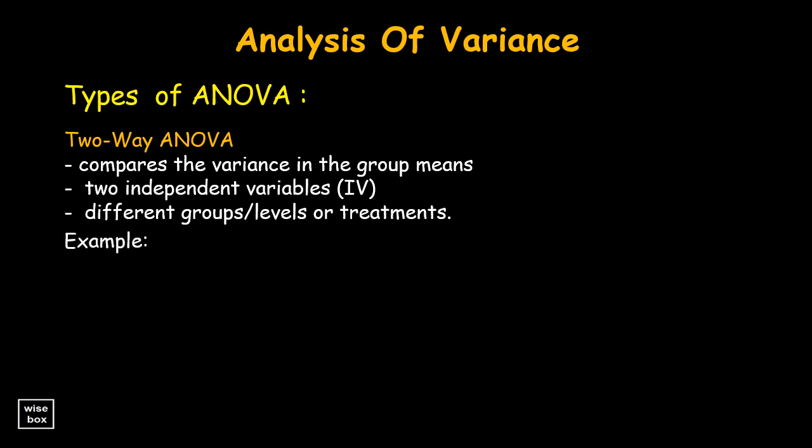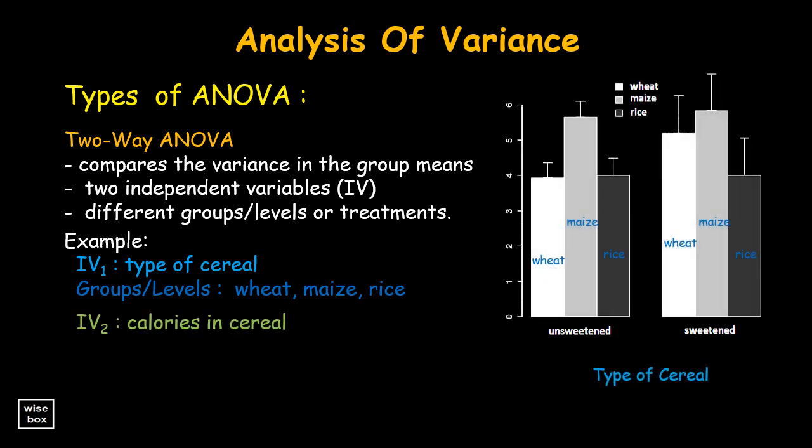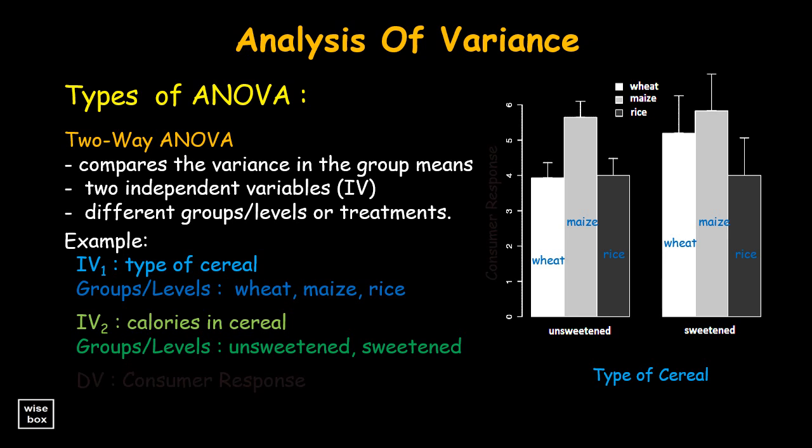For example, the market researcher not only wishes to determine the performance of its product based on the type of cereal. In addition, she also wanted to measure consumer response when using different amounts of calories in the cereal. So, she also used unsweetened and sweetened cereals. Again, take note that for both independent variables, or the 2 factors, the data is measured based on the same dependent variable, which is consumer response.